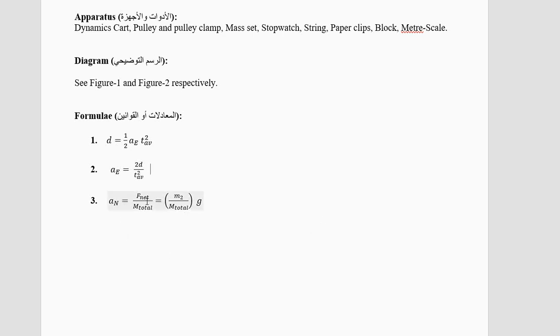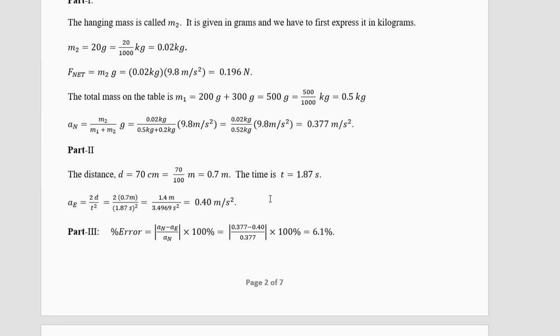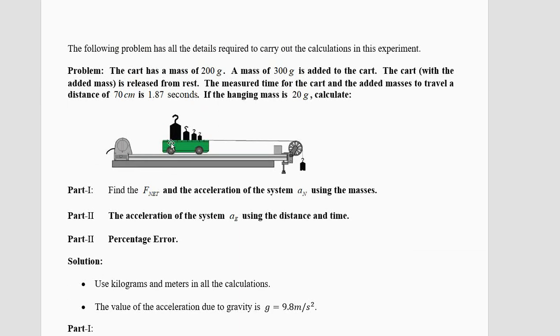AN equal to F net divided by total mass, which is M2 divided by M total. How much is M total? M total is M1 plus M2. How much is M1? M1 is mass of the cart plus the mass which you put on the top of the cart. The green is the cart, in the experiment it is blue in color. You add some masses to the cart.